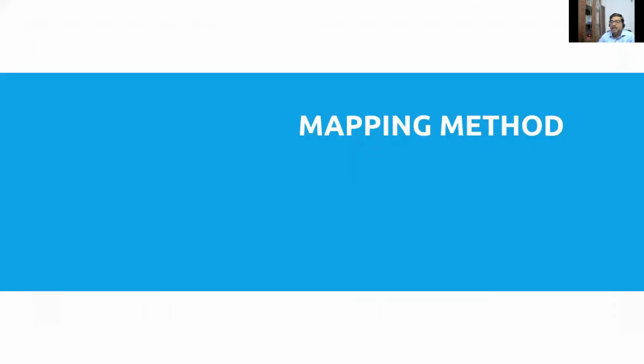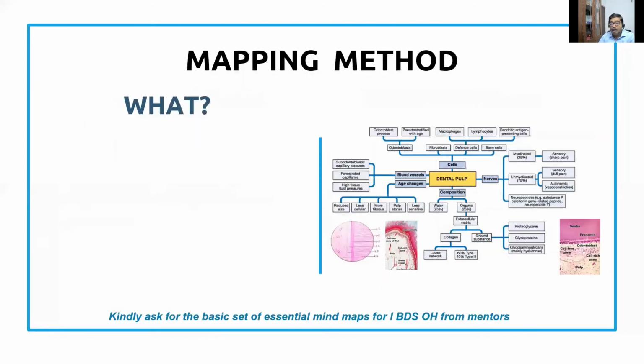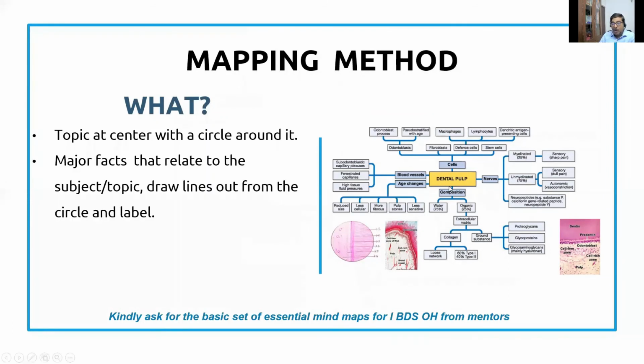The easiest and most pictorial is the mapping method. Here, the entire lecture notes will be in a graphic representation of ideas, facts, and their correlation. Very, very useful if you have a strong visual memory and are able to condense the entire concept into one image. What is this? You keep the topic in the center with a circle around it, and you draw all the major facts related to the topic, when, where, why, how, everything, and start to explain it or explode it further. You add up the links and facts and build the story around it.